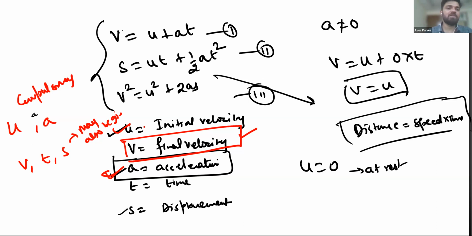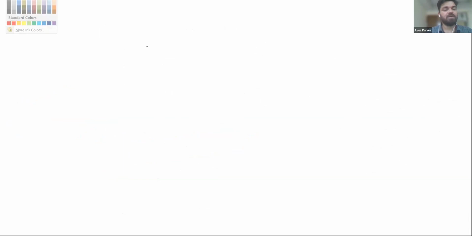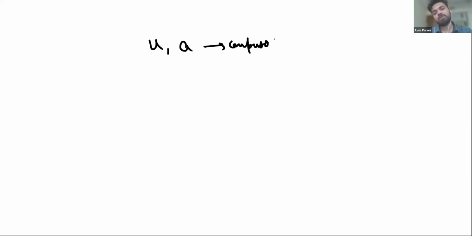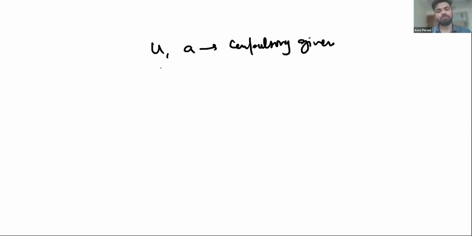Okay, so let me explain one more time how you will use this equation. Here we have U and A compulsorily given. Got it? U and A will be compulsorily given. Here S, T, and V: among these, anything will be given.